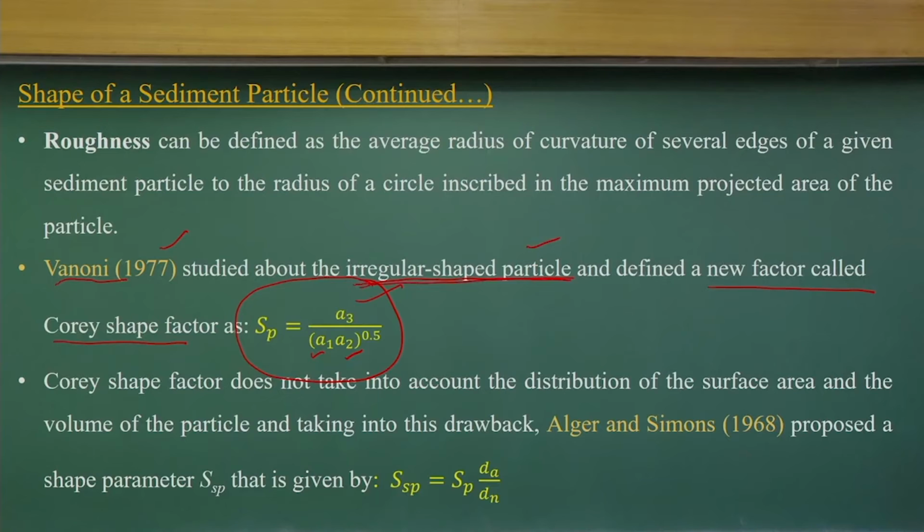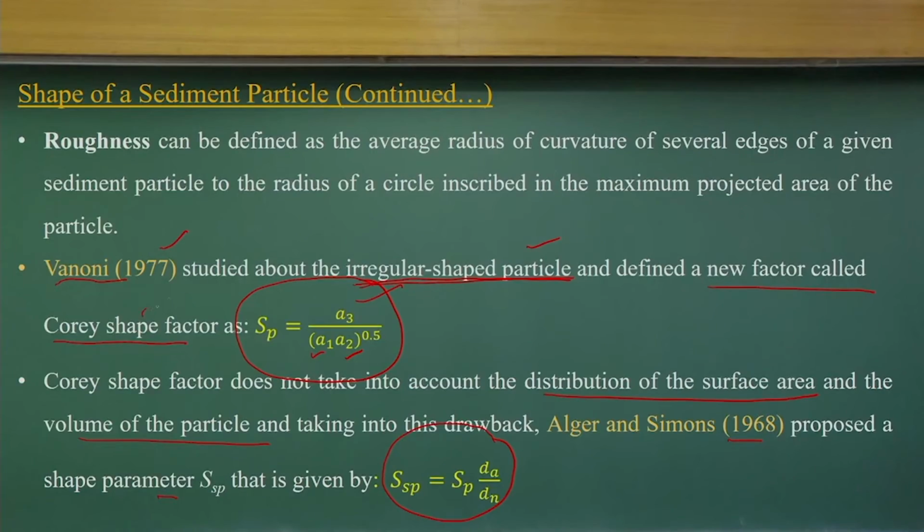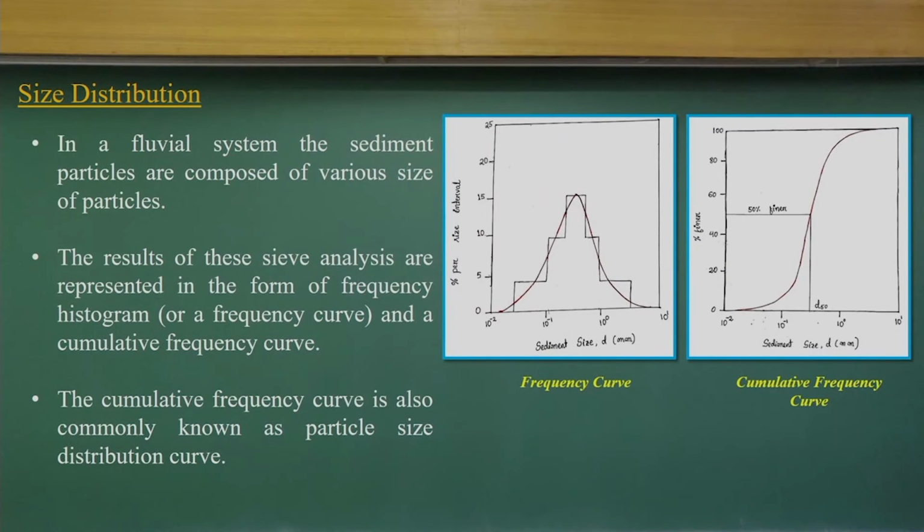Similarly, in the 1960s he proposed the Sepp factor, with modifications that consider the distributions of the surface area and volume of the particles. These look like empirical equations, but they were established by conducting a series of experiments with sediment particles, as equivalent factors for the Corey-Sepp factor or the Sepp factor proposed by Algiers Simmons in 1968.